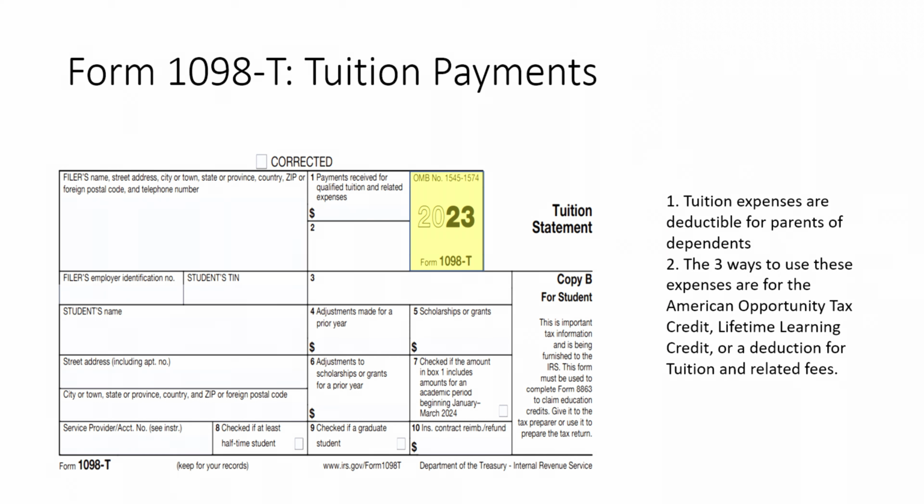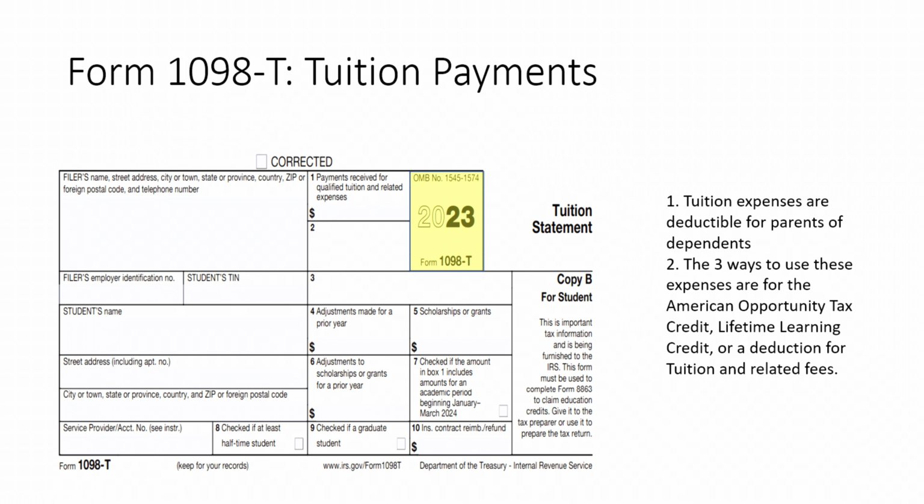If you've paid tuition for yourself or for your child for an eligible academic institution, usually this is for undergrad or for grad school, you'll be getting a Form 1098-T from that academic institution, which shows you the total tuition and related expenses that you've paid. And this will help you calculate how much tuition and fee deduction you are eligible for, or maybe it's more advantageous for you to claim the American Opportunity Tax Credit or Lifetime Learning Credit.